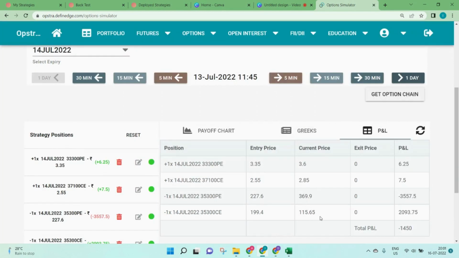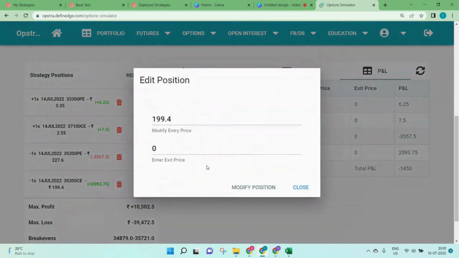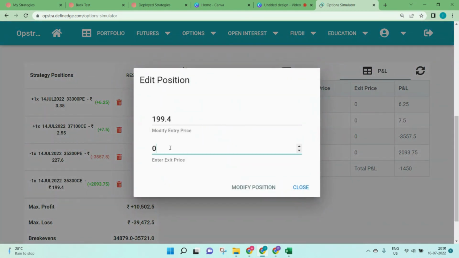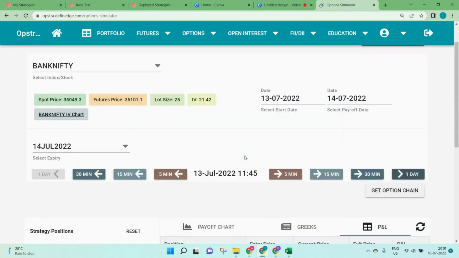Okay, so here we do the repair. So 115 we have to exit because the call option has come down to 0.6 of its entry value. So this exit rate is 115. And now again at the ATM we have to enter the CE leg again.